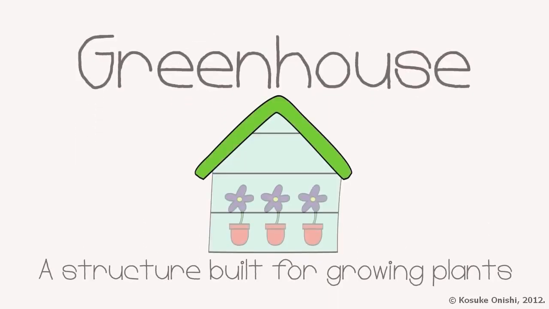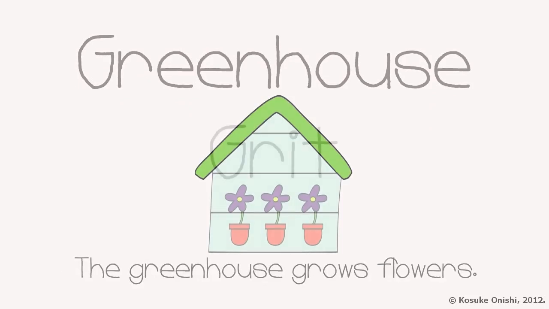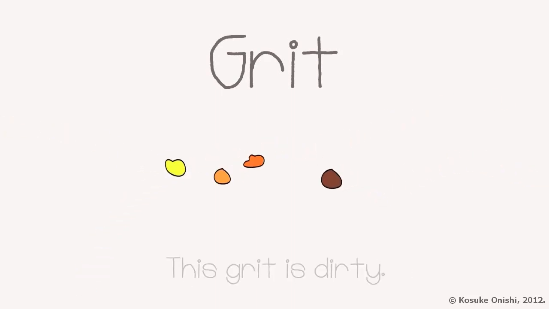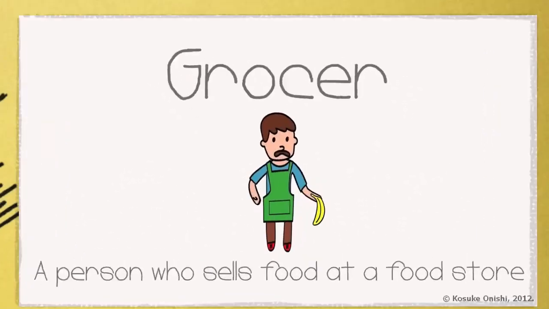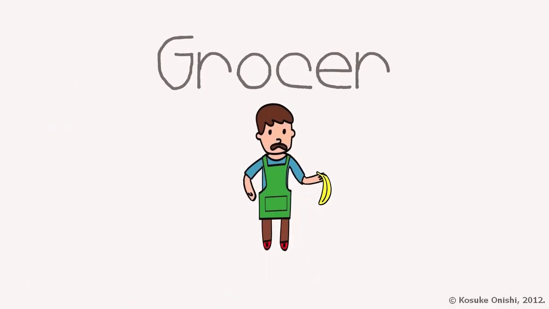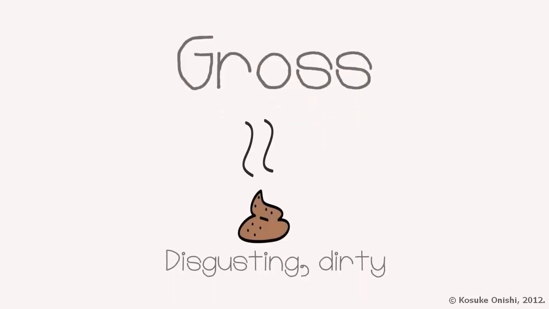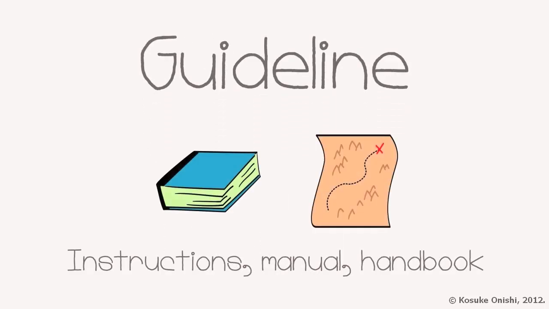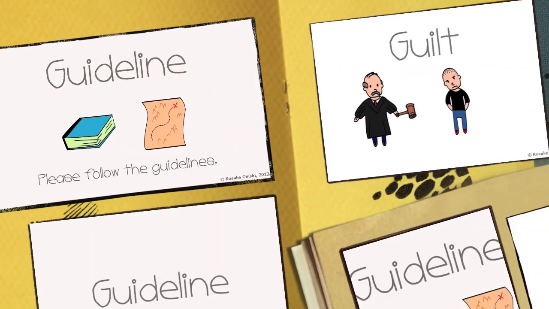Greenhouse, a structure built for growing plants. The greenhouse grows flowers. Grit, small, rough particles. This grit is dirty. Grocer, a person who sells food at a food store. The grocer likes to sell bananas. Gross, disgusting, dirty. That is so gross. Guideline, instructions, manual, handbook. Please follow the guidelines.